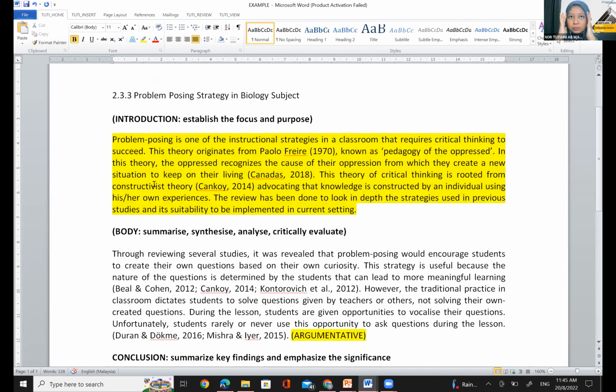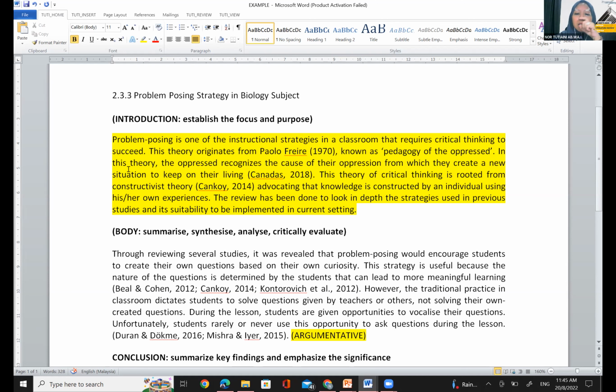So means kita tahu subtopik kita yang pertama problem posing strategies kena ada 3 benda. Introduction, body, conclusion. Okay, so of course kita kena start dengan introduction dulu. Macam mana nak tulis introduction ni? Of course lah kena buat literature review, kena baca artikel untuk dapat the ideas of the introduction.